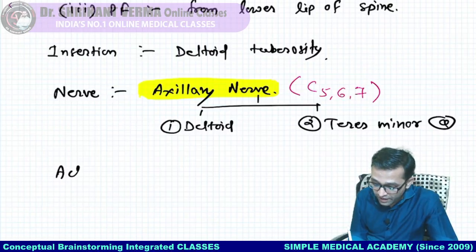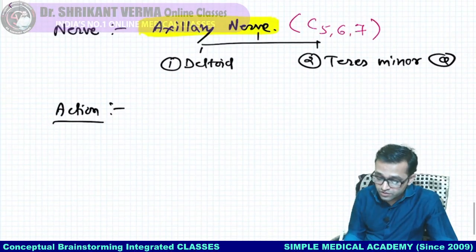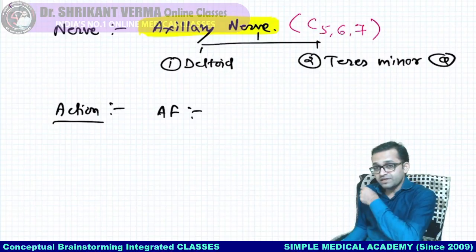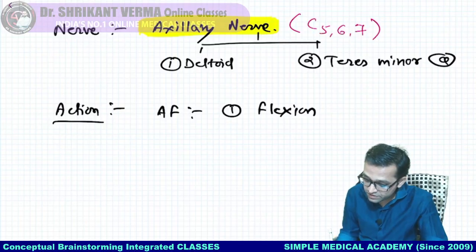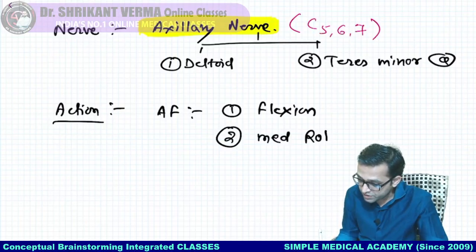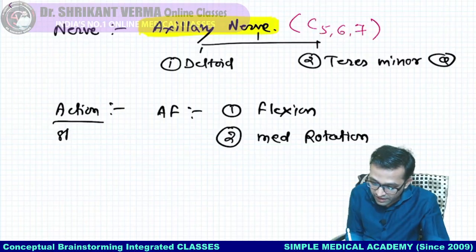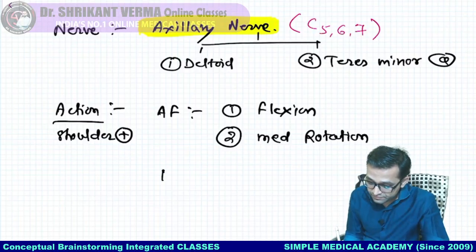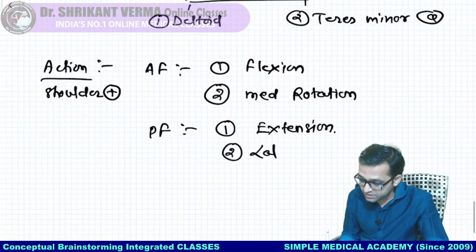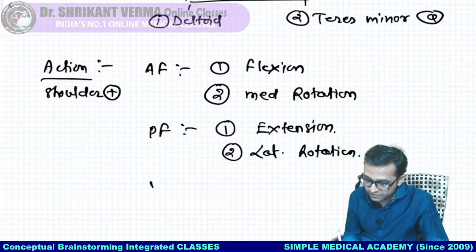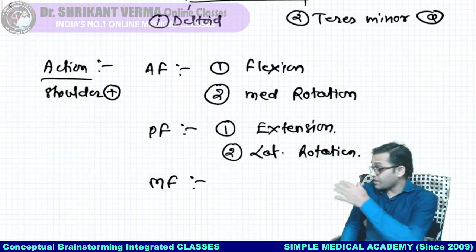Okay sir, now I will describe the action. The anterior fiber will cause flexion and second, medial rotation. Remember, these are all done at only one joint, that is the shoulder joint. Then the posterior fibers are responsible for extension and lateral rotation. And then the middle fibers, these middle fibers are multipennate.